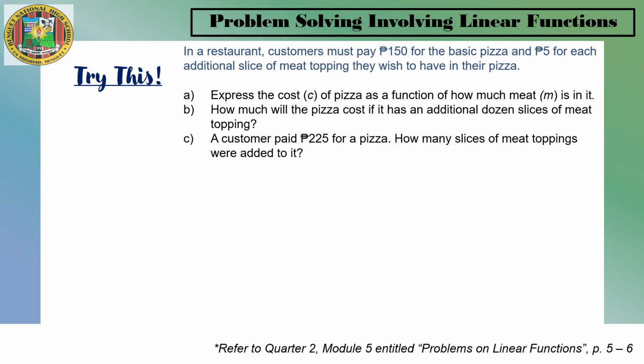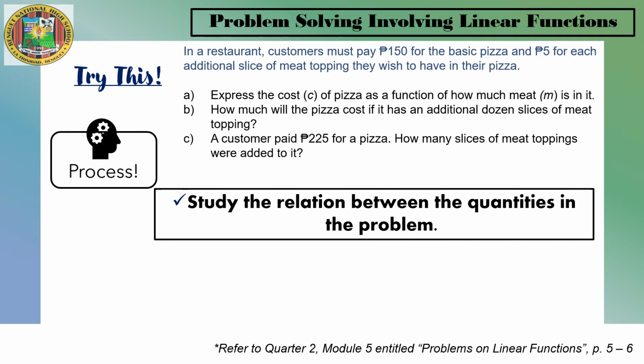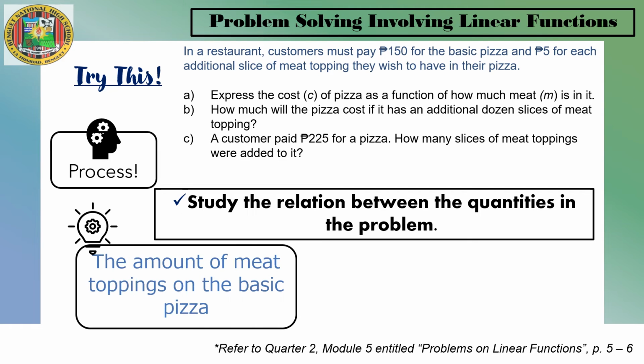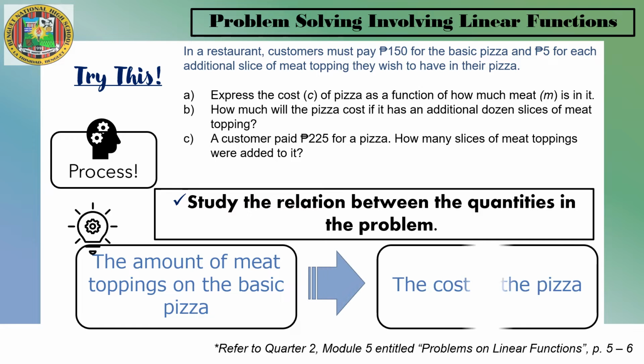Let us process what we know. We have identified the quantities in the problem. Now, we study how they are related to each other. Understanding the situation in the problem, we can say that the amount of meat toppings on the basic pizza can affect the cost of the pizza.